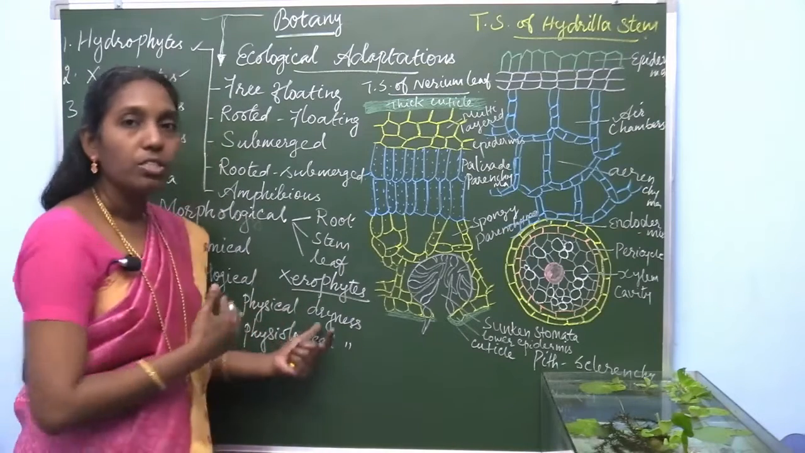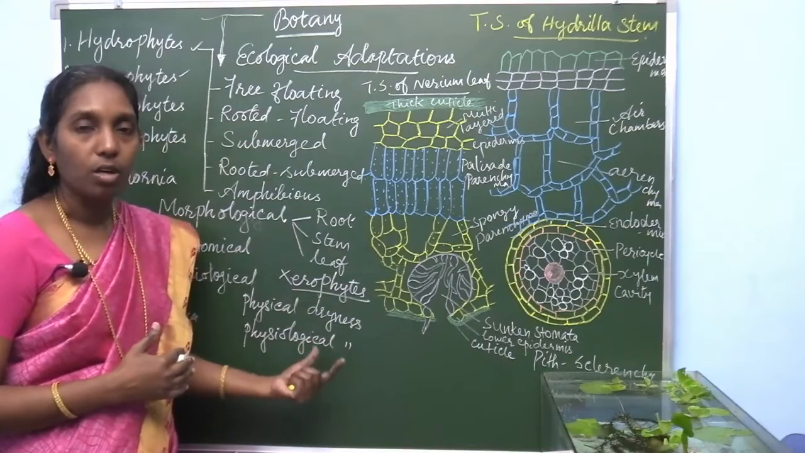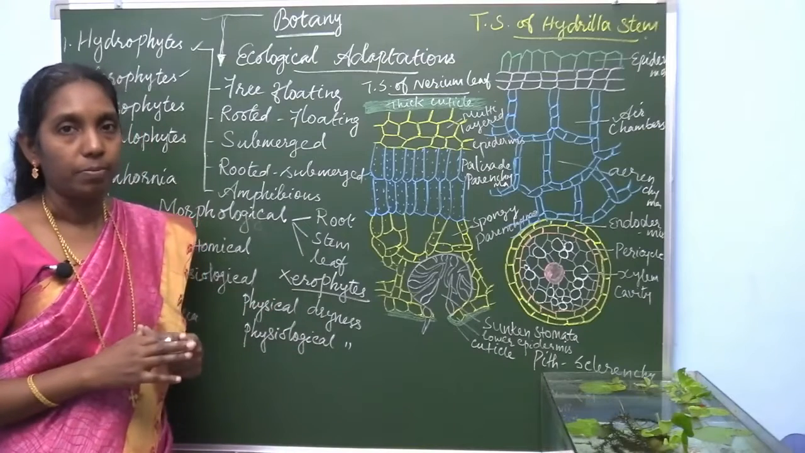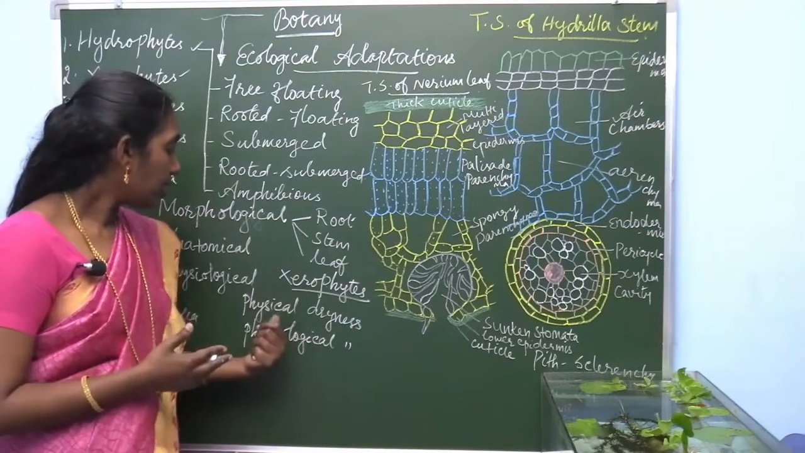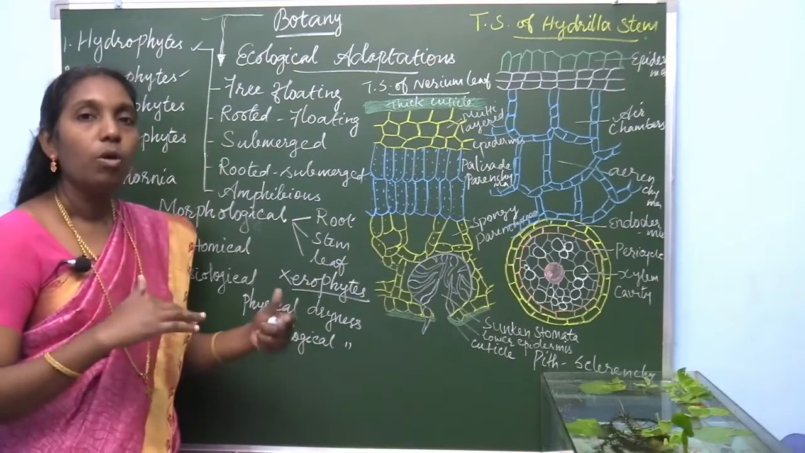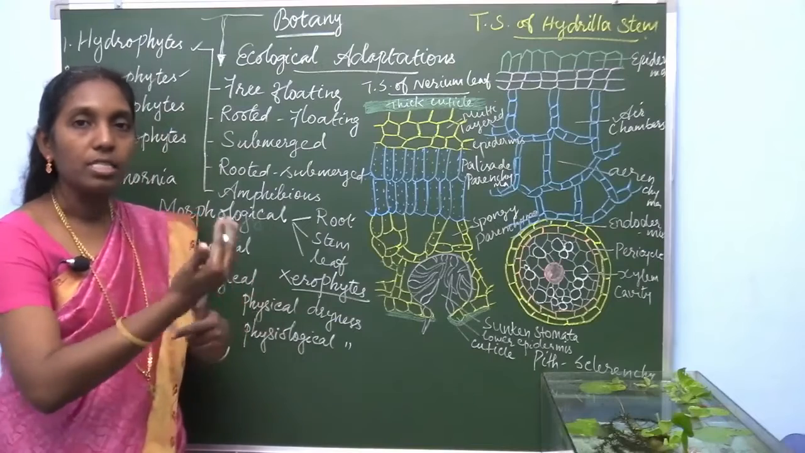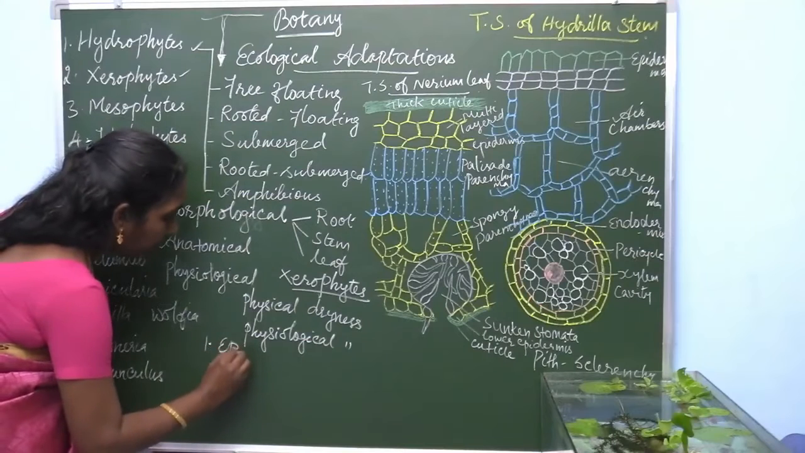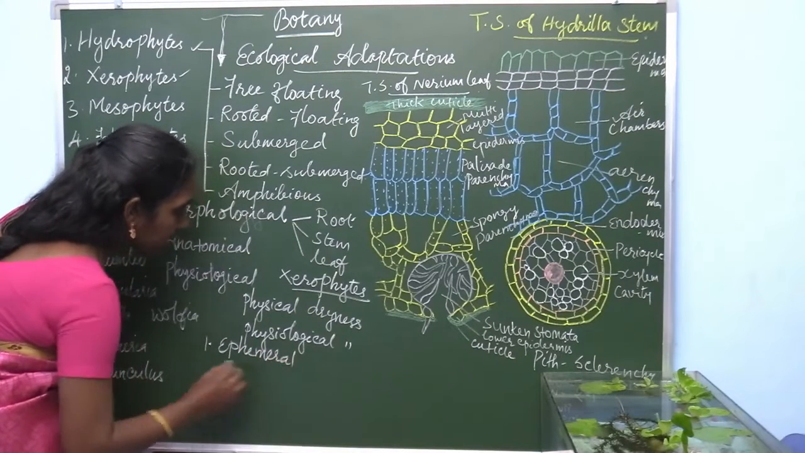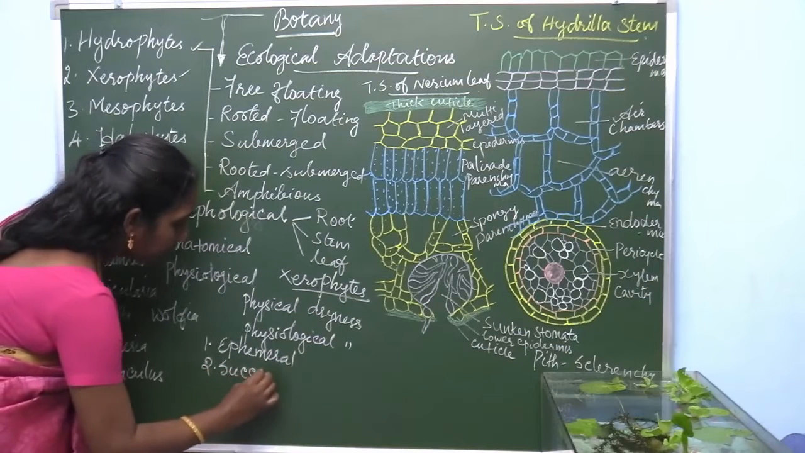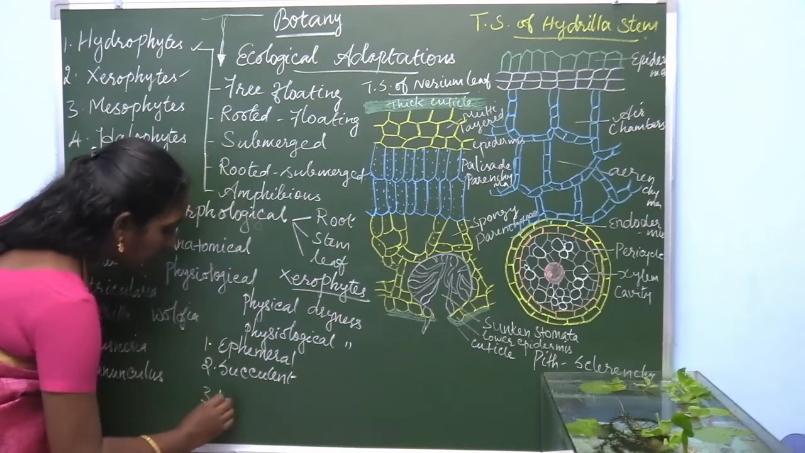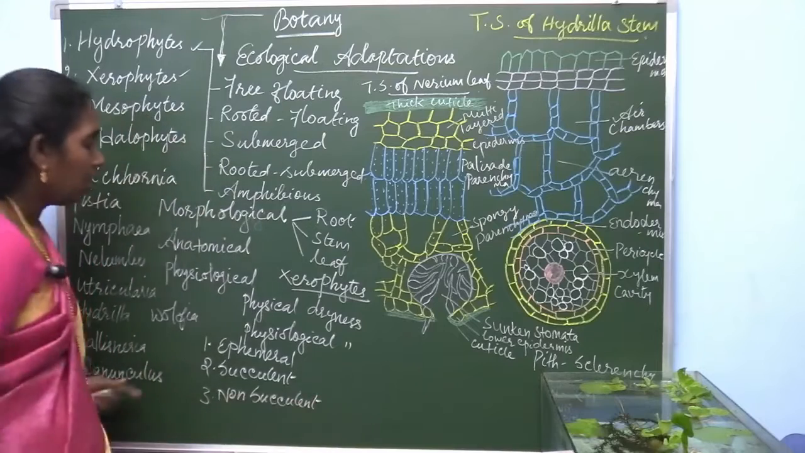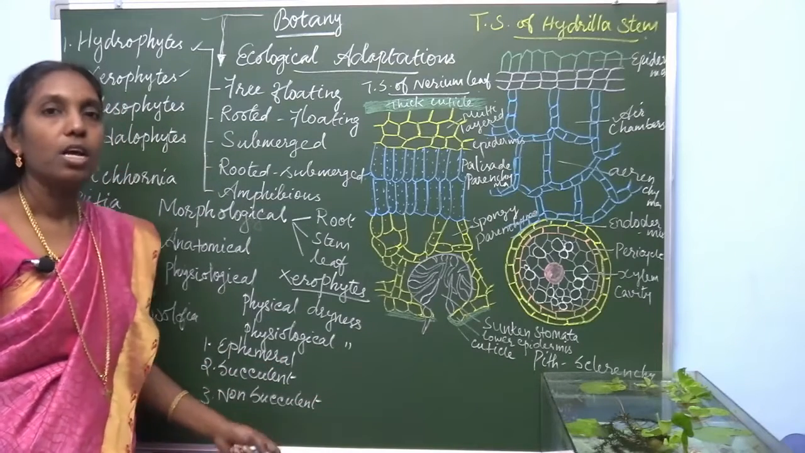Then what are xerophytes? The plants which can live in dry or xeric conditions. Based on physical dryness and physiological dryness, and now on the adaptations, they are again classified into 3 different categories: ephemeral, succulent and non-succulent.